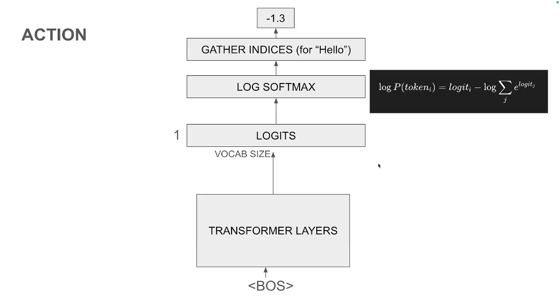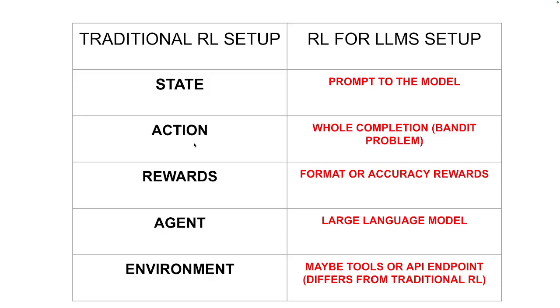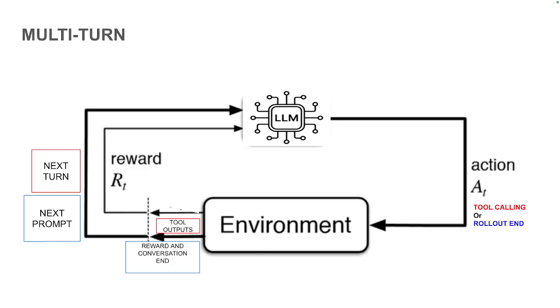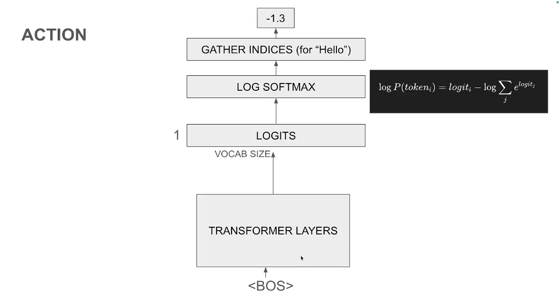So now let's discuss action in reinforcement learning for language models. As we discussed here, the action is the whole completion. But the response from the language model is going to be a set of tokens. So how are we going to merge them into a whole completion? For that, let's go through the transformer backbone.